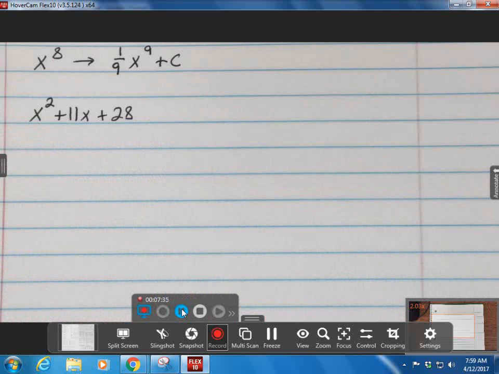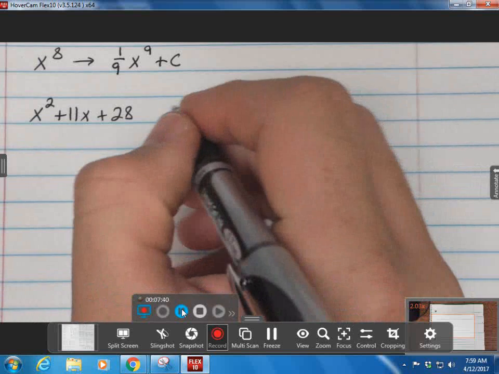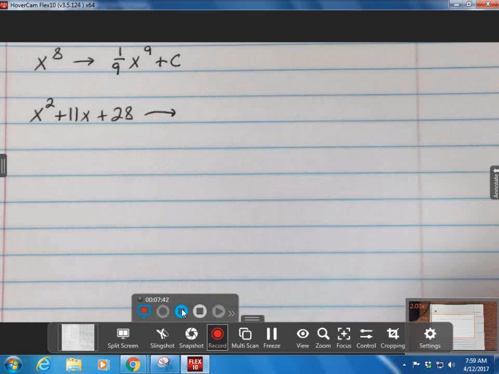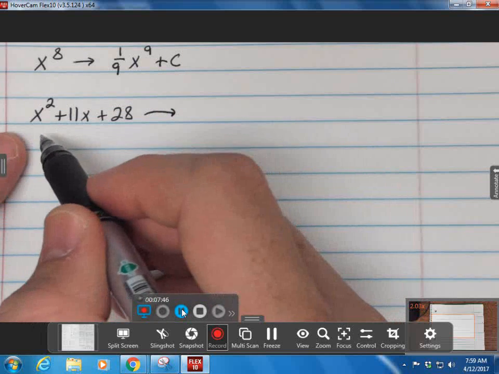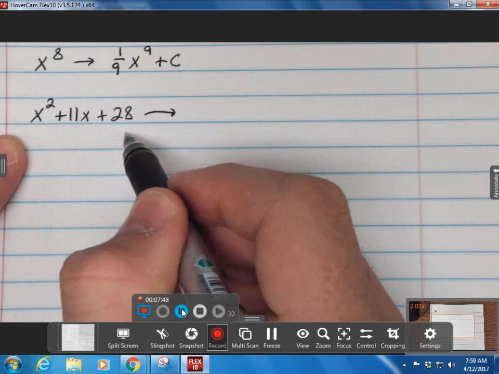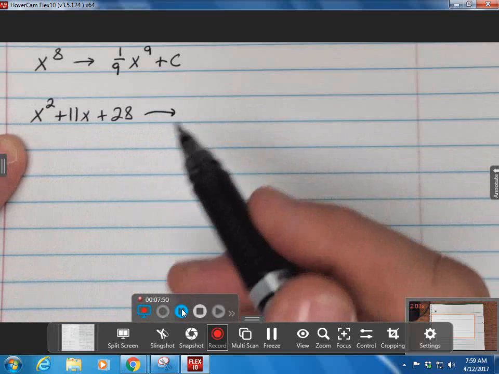But they are the exact same thing. We say antiderivative because it's just a backwards derivative. So, and we'll start on notation on the next one. The antiderivative or integral of x squared plus 11x plus 28. It looks a little bit harder, but it's not.